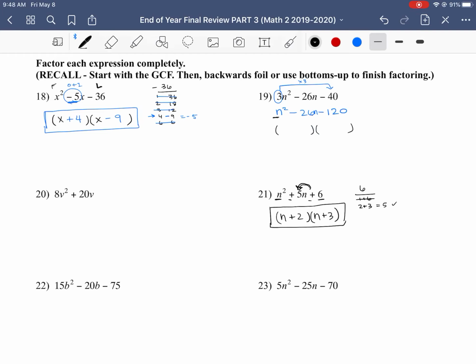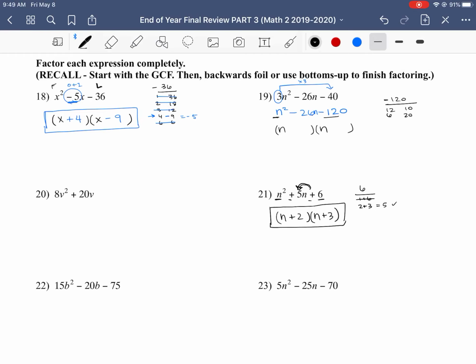Very similar. We know that when we start to factor this, right, to get the first piece, that's n and n. And then we need to look at the last piece, which is negative 120. So if I'm looking at things that multiply to negative 120, that could be like 12 and 10. One of them needs to be negative, right, because of this.